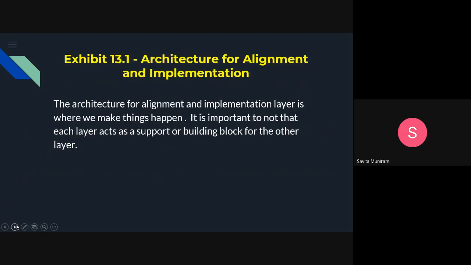Right, and so basically what I just said: the architecture for aligning and implementation layer is where we make things happen. It is important to note that each layer acts as a support and a building block for each other layer. Next slide.